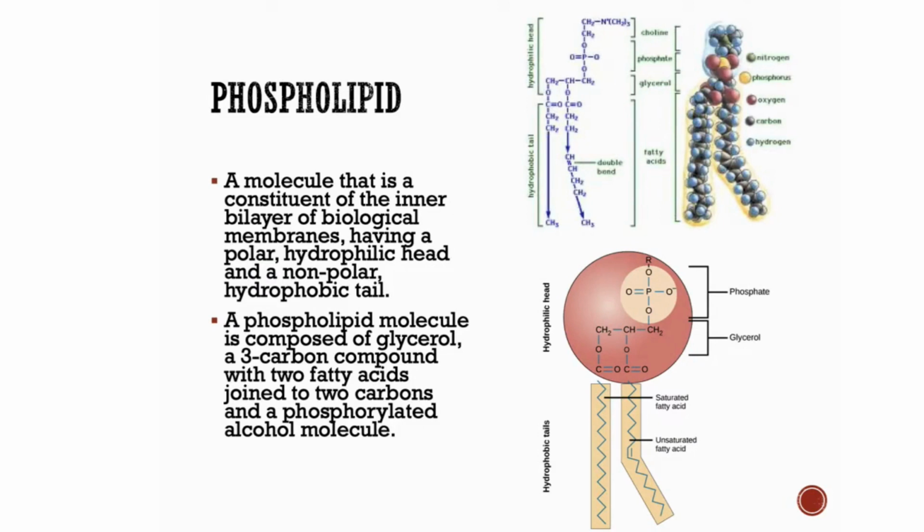Phospholipids are a constituent of the bilayer of biological membranes, having a polar hydrophilic head and a non-polar hydrophobic tail. As you see here, the phosphate head and two fatty acids, which we call the hydrophobic tails.